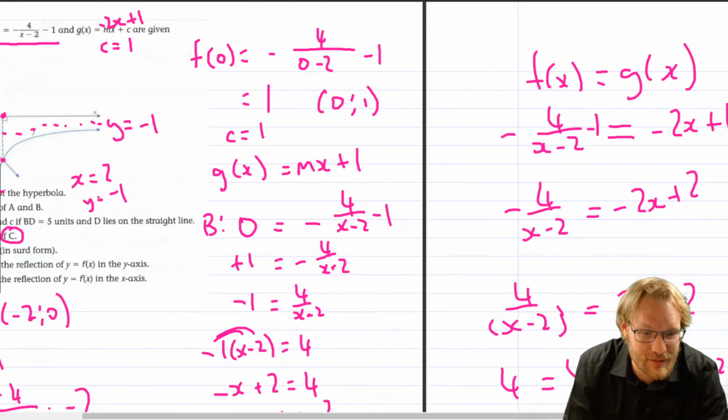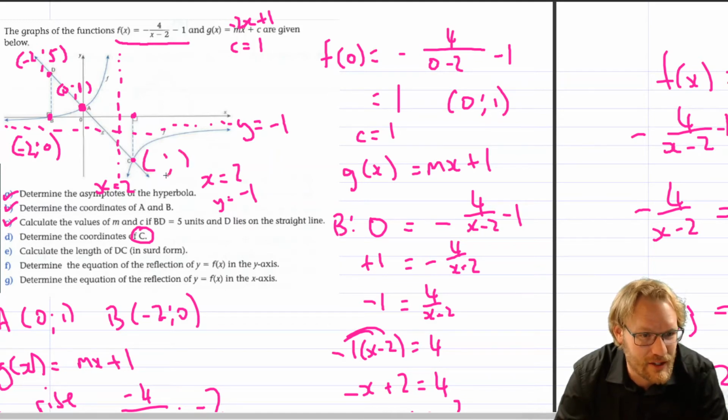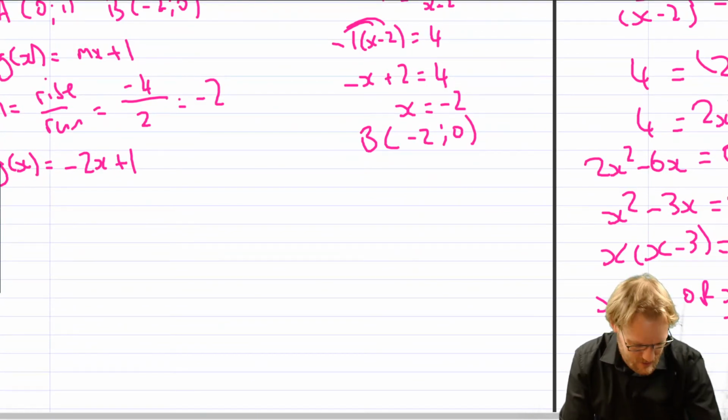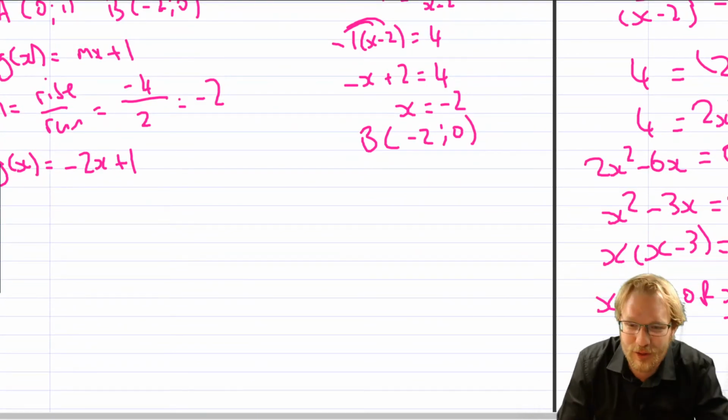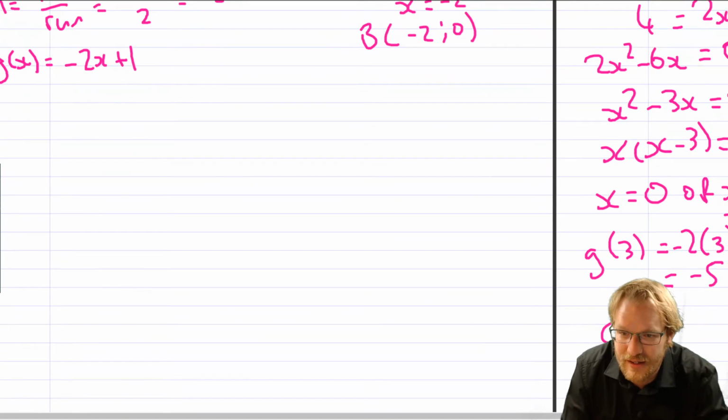x equals 0. Now that we've worked it out and got an answer, we're not surprised to see that as one of our answers, because x equals 0 relates to A. So for C, we're looking at the other option where x equals 3. So we can substitute that into the straight line or the hyperbola. I'm going to go for the straight line. g(3) equals minus 2 times 3 plus 1, minus 6 plus 1, minus 5. In other words, C is the point (3, minus 5). Whew.